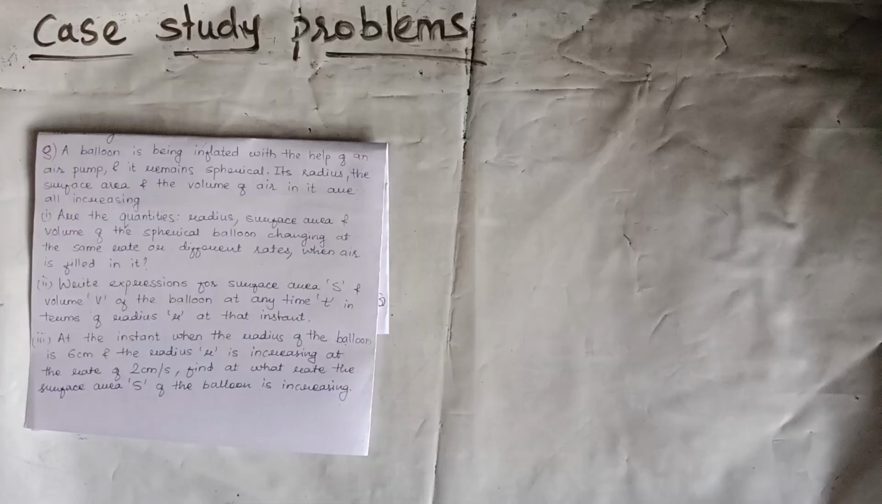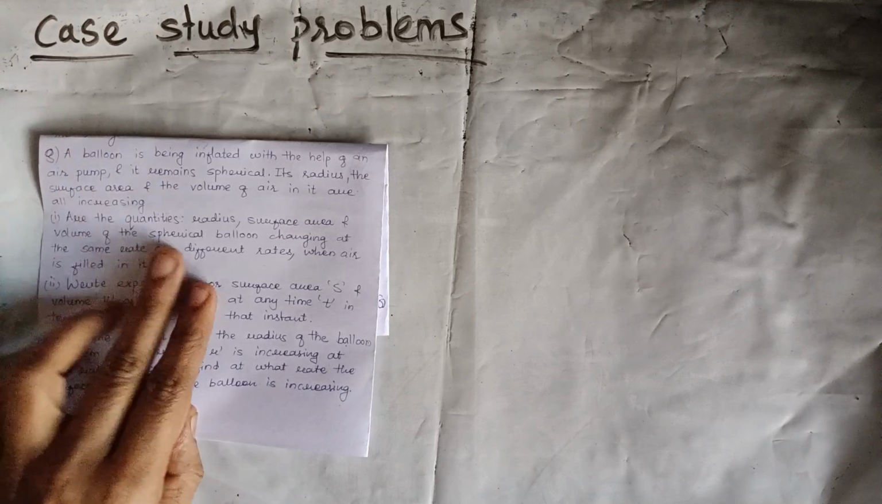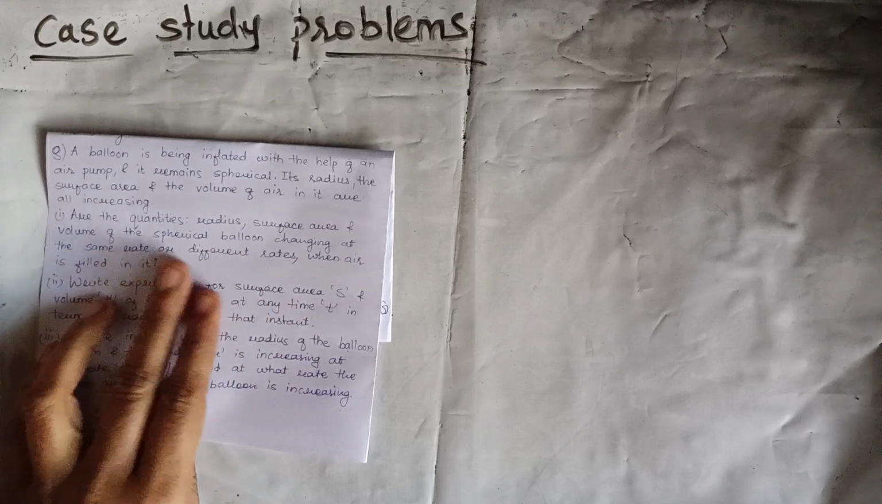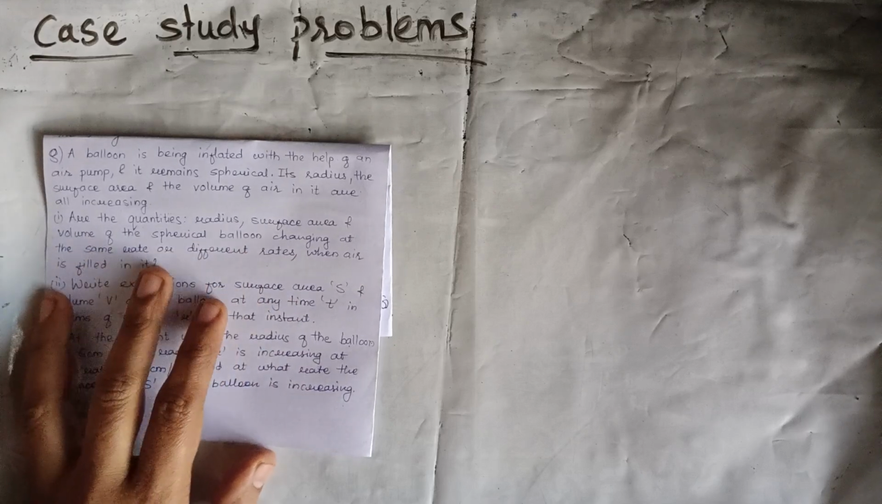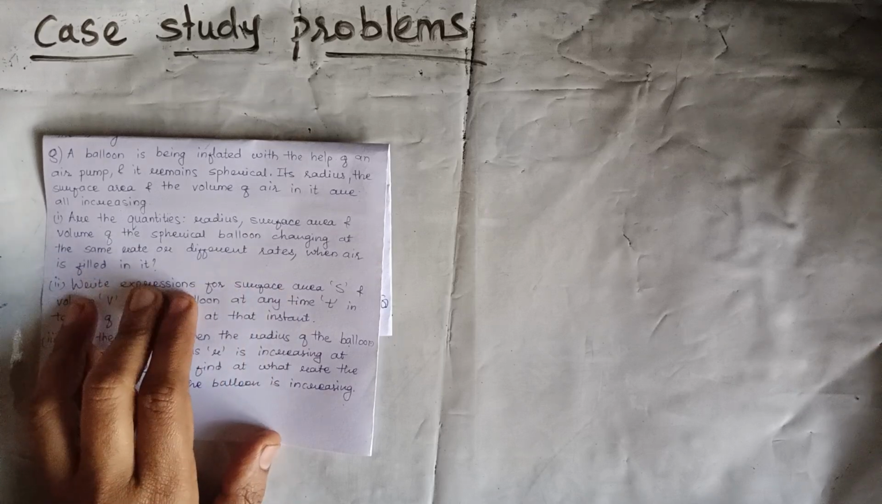Okay. Next question. A balloon is being inflated with the help of an air pump and it remains spherical. Its radius, the surface area, and the volume of air in it are all increasing. Okay, now this is based on our application of derivatives. Okay, so here rate of change is shown, that is, a balloon is being inflated, and the question is, are the quantities radius, surface area and volume of the spherical balloon changing at the same rate or different rates when air is filled in it.